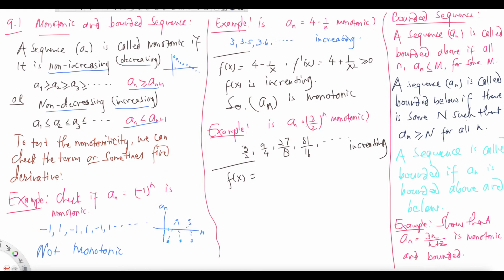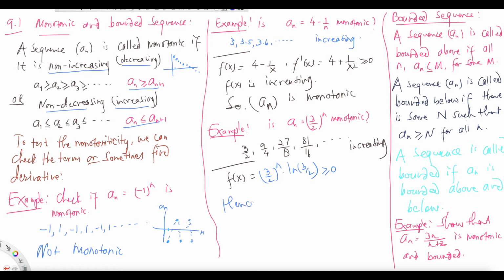So what is the derivative of a to the n? It is a to the n times natural log of a, right? So it is (3/2) to the n times natural log of 3/2. What is the natural log of 3/2? It is greater than 0, right? Because natural log of 1 is 0, and anything greater than 1 will have natural log positive. So this is always positive, greater or equal to 0.